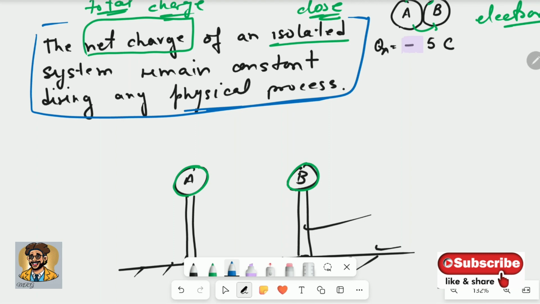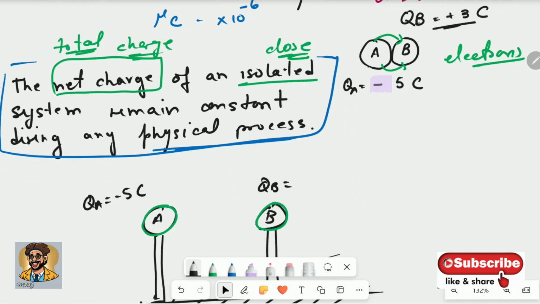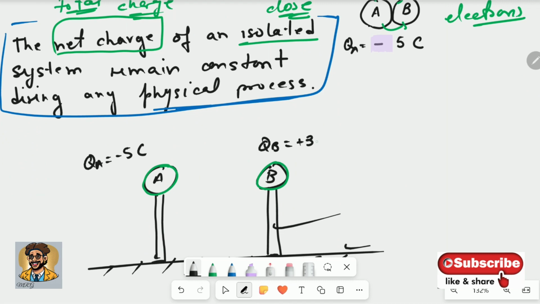All right, so now let's see in this sphere what the law is. How can we apply that law there? As before, we're going to keep the same charges. So QA was minus 5 coulombs. QB was, I forgot, positive 3 coulombs. Okay, those are the charges.